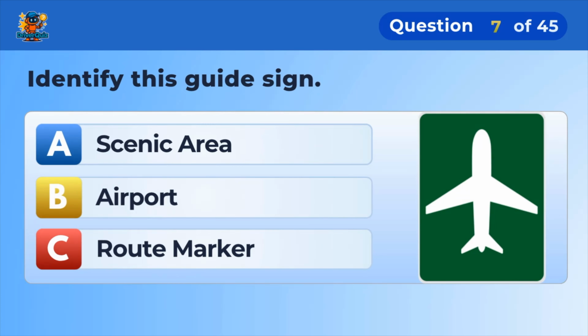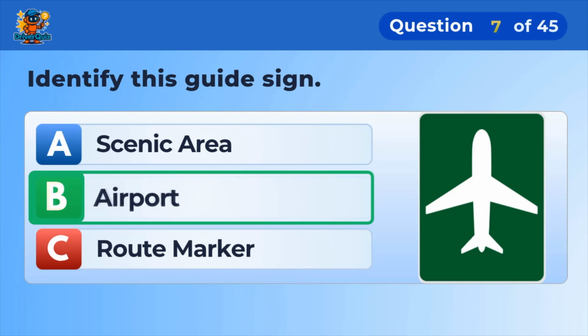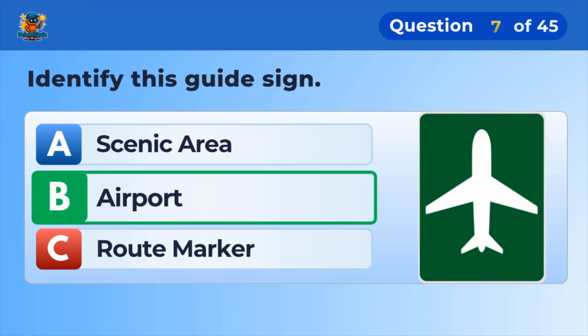Question 7. Identify this guide sign. A. Scenic area. B. Airport. C. Route marker. That's right. It's the airport sign.